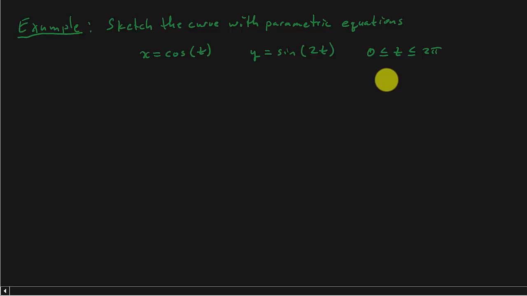All right, so let's look at this thing. It says sketch the curve with parametric equations, x equals cosine t and y equals sine 2t. Oh, okay. Well, this one's not a good one, is it? And what makes it not so good? Well, we've got cosine of t and we've got sine of 2t. That 2t is messing everything up.